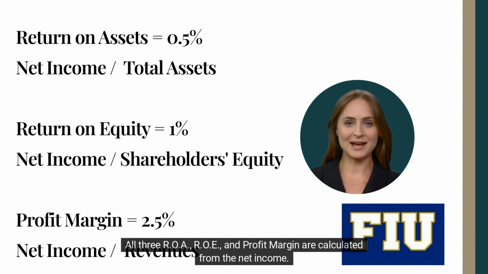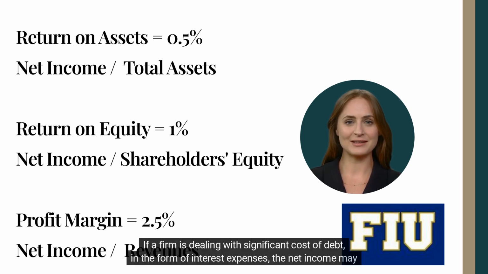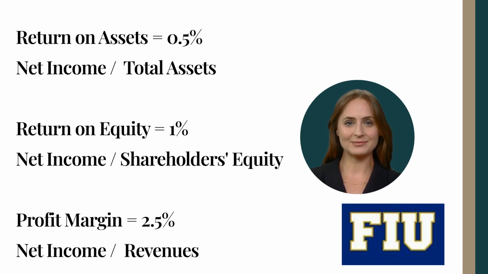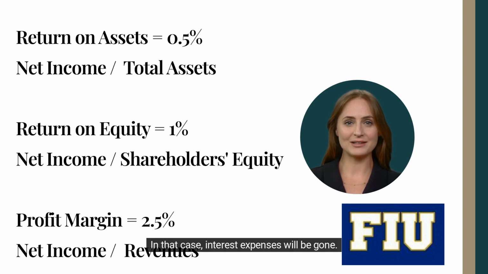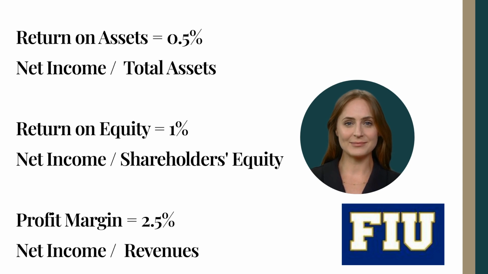All three, ROA, ROE, and profit margin, are calculated from the net income. If a firm is dealing with significant cost of debt in the form of interest expenses, the net income may be driven down. Let's assume you are planning to eliminate the firm's debt after you buy it. In that case, interest expenses will be gone.